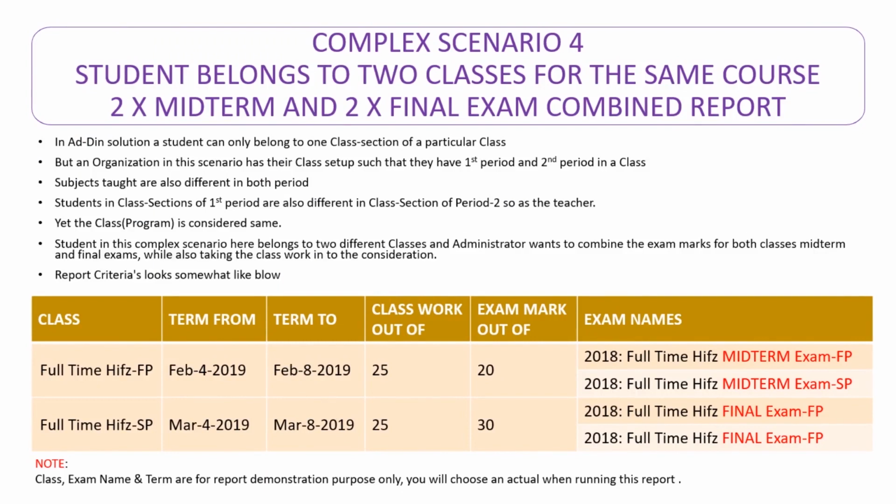Now let's look at the much more complex scenario where a student belongs to two classes for the same course. Now, in this situation, there will be two midterm exams and two final exams to be combined to generate the final progress report. In an Addin solution, a student can only belong to one class section for a particular class. But an organization in a much more complex scenario like this has their class set up in such a way that they have the first period and second period, but both periods belong to the same class. The subjects taught are also different in both periods.